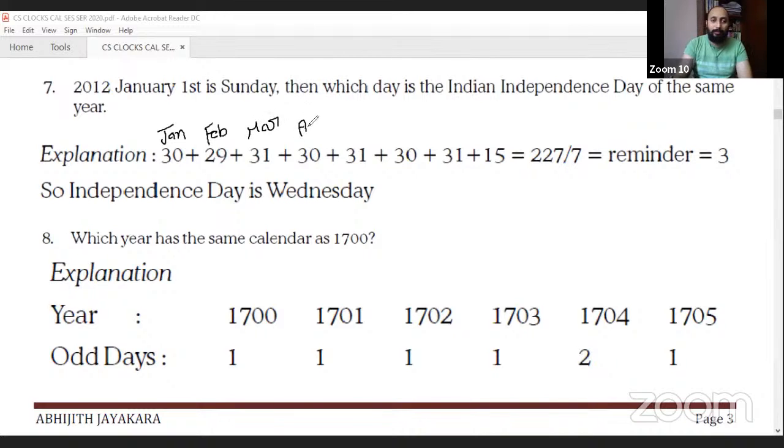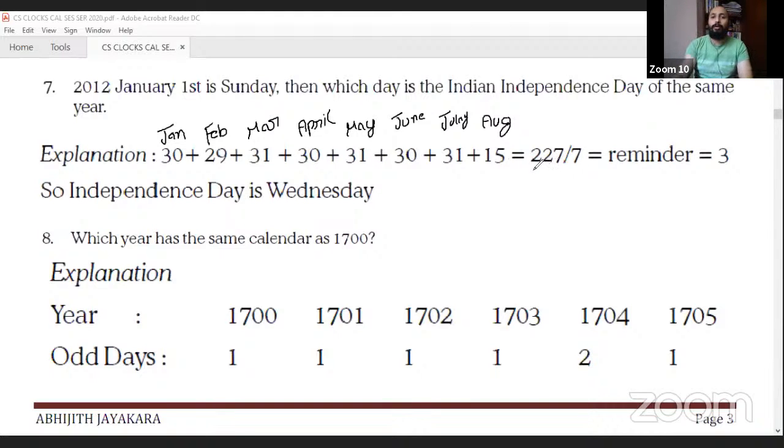April will have 30 days. May will have 31 days. June will have 30 days. July will have 31 days, and August 15th. So August is 15 days after that.